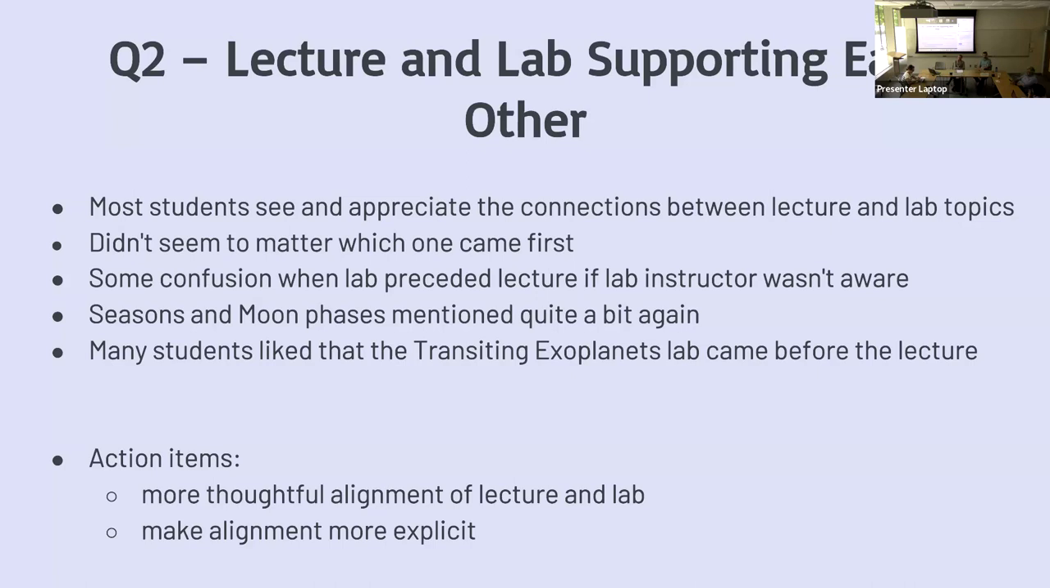And there's another lab called Transiting Exoplanets, where students look at data related to planets moving in front of distant stars. And that was one where they consistently said that they really liked that they did it in lab before we talked about it in lecture. I don't really know why that's the case, but it's interesting to note that students liked it that way for that particular lab. Things that I can do is think more carefully about aligning the lecture and lab.